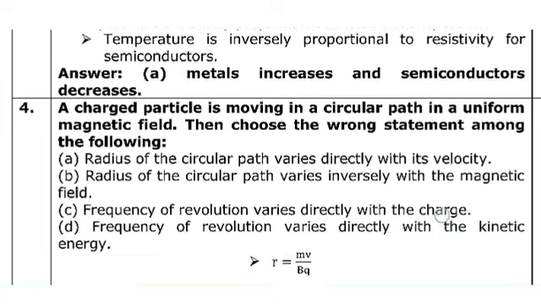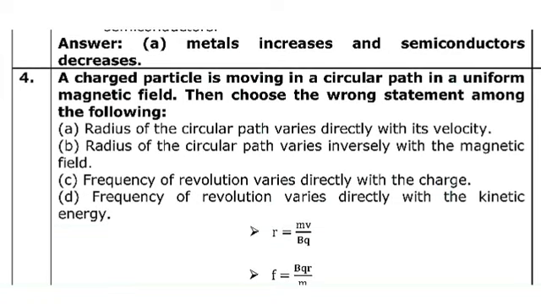Next question, question number 4. A charged particle is moving in a circular path in a uniform magnetic field. Then choose the wrong statement among the following. Option A, radius of the circular path varies directly with its velocity. Option B, radius of circular path varies inversely with the magnetic field. Option C, frequency of revolution varies directly with the charge. Option D, frequency of revolution varies directly with the kinetic energy.